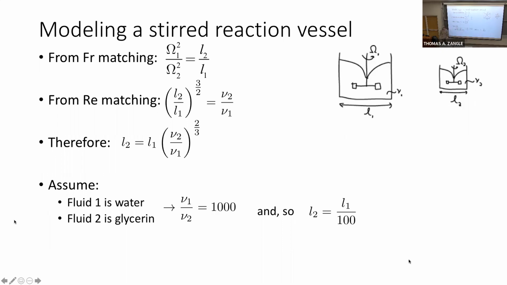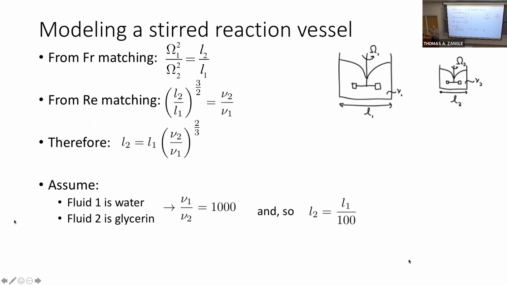So this is telling us that in this system, if we keep the geometry the same, the shape the same, the same orientation of the paddle relative to the bottom and so on, but make the system 100 times smaller and use glycerin, then we should see the same behavior. That comes from enforcing dynamic similarity.